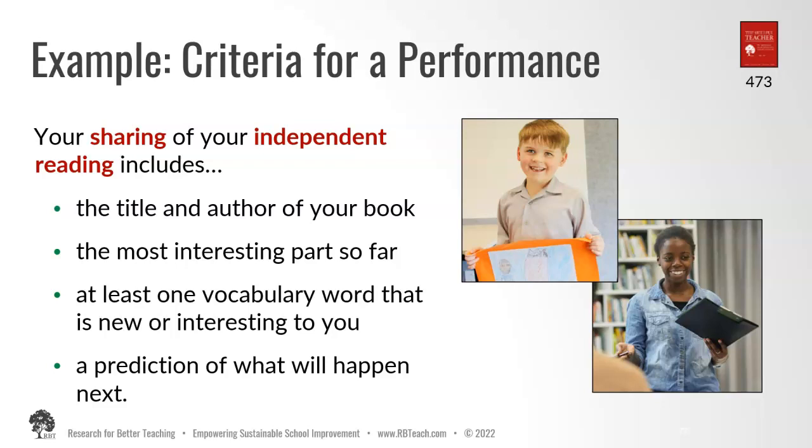You're going to share your independent reading, and here's what your sharing includes. It includes the title and author of your book, the most interesting parts, at least one vocabulary word that is new or interesting to you, and a prediction of what will happen next. Clear identifications for students to self-assess. They'll know what they have to do in order to meet the objective.